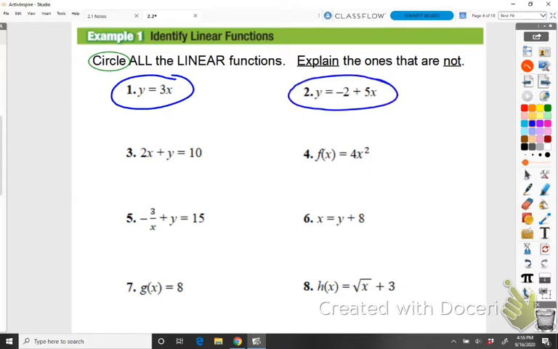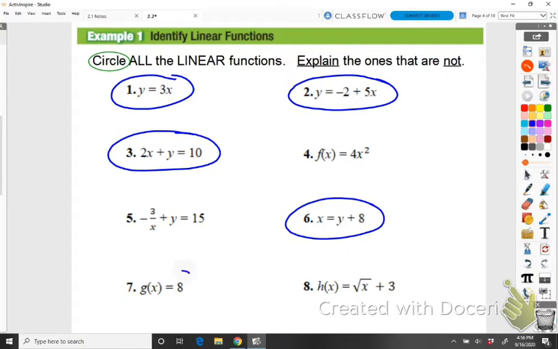It's just the b and the mx part are flipped. Number 3 is also linear. You could subtract the 2x from both sides and get y alone there. Number 6 is linear. If you just bring the 8 to the opposite side, then y is alone on that one. And number 7 is also linear. Now this one might be harder to see because it's in function notation, g of x. Remember, we can replace that, and it's kind of like y equals 8, which is in the form y equals mx plus b, but the slope is 0, so the b value is just 8 there.